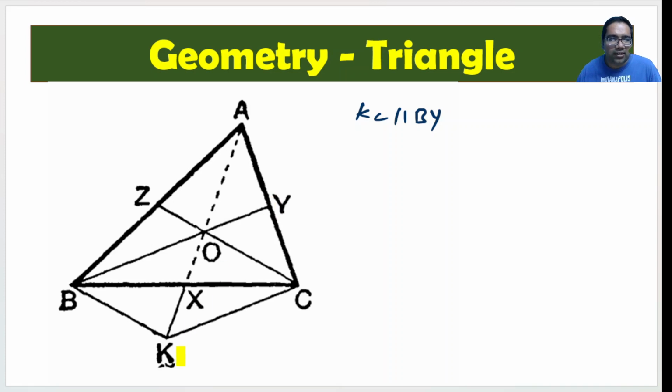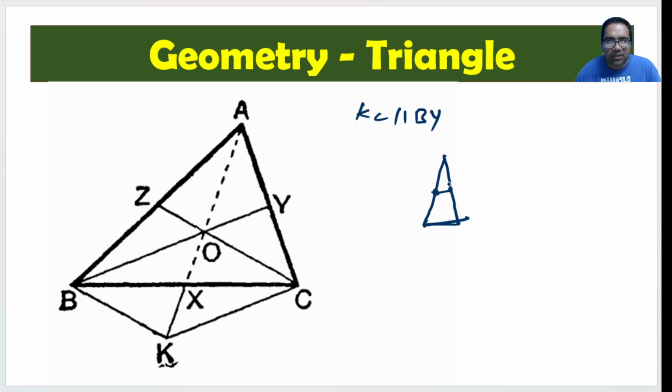OY is parallel to KC. Then what does that mean? A line is parallel and one of the points is a midpoint. What that means is that O is actually the midpoint of AK also. This is a basic elementary theorem that we already know. If we draw a line through the midpoint of one of the sides and parallel to another side, then it will also bisect the third side. So O is actually the midpoint of AK.